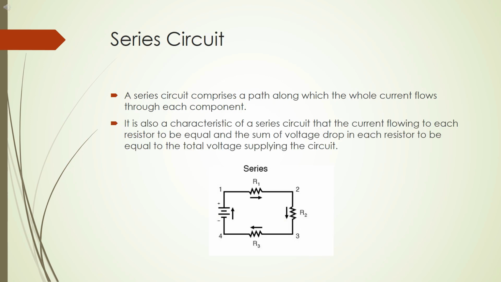A series circuit comprises a path along which the whole current flows through each component. The figure shows the resistors to be connected in series, giving a single path for the current to flow in the circuit. It is also a characteristic of a series circuit that the current flowing to each resistor is equal, and the sum of the voltage drop in each resistor is equal to the total voltage supplying the circuit.